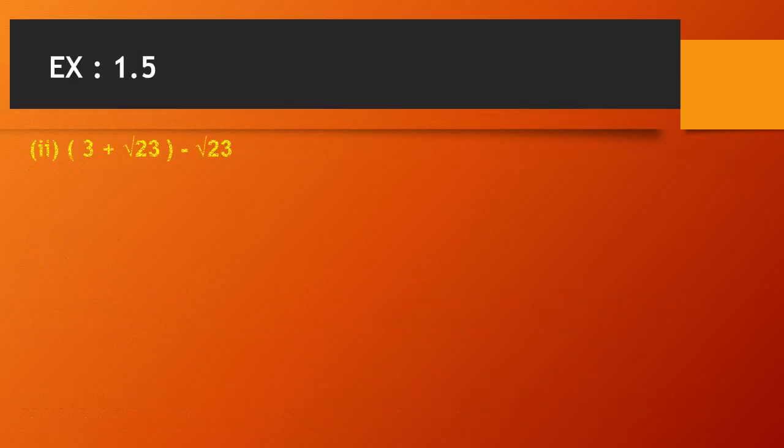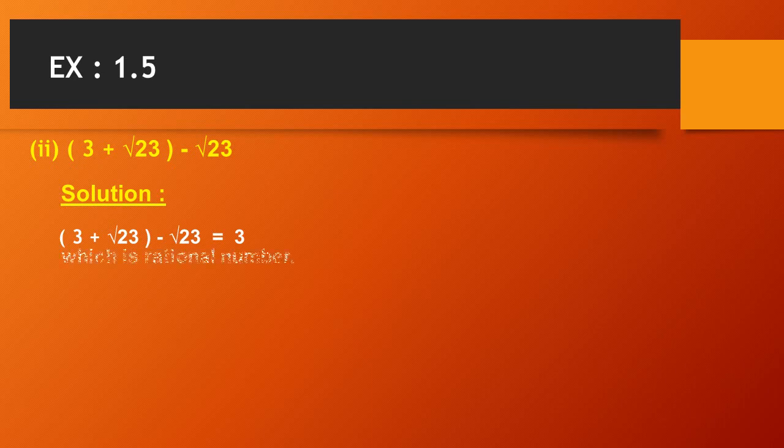Students, let's go to the second question, 3 plus square root of 23 minus square root of 23. Solution. First please check whether it is possible to simplify the question or not. Here we can simplify plus square root of 23 and minus square root of 23. While simplifying this, we got the result as 3, which is a rational number. Hence, we can conclude that 3 plus square root of 23 minus square root of 23 is a rational number.